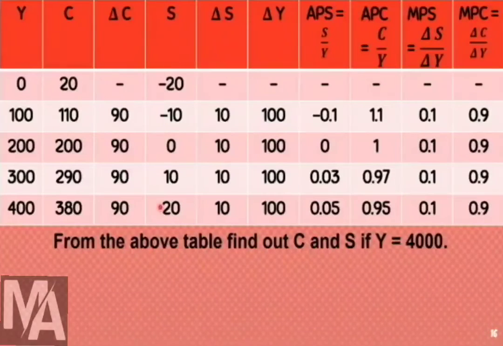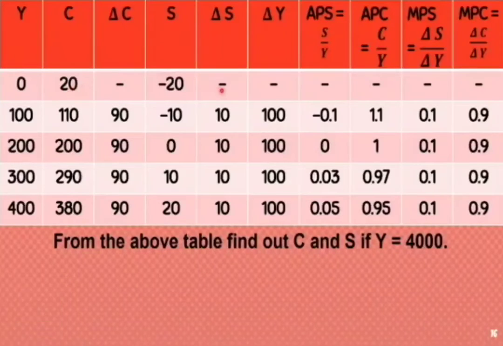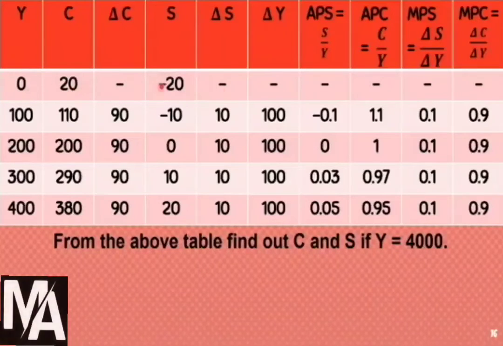Now we have to find out savings, and savings has been derived from Y minus C. Remember, S is equal to Y minus C. So the first level here, 0 minus 20 is minus 20, 100 minus 110 is minus 10, 200 minus 200 is 0, 300 minus 290 is plus 10, and 400 minus 380 is plus 20. So with that, we have our savings column here, moving from minus 20 to plus 20.